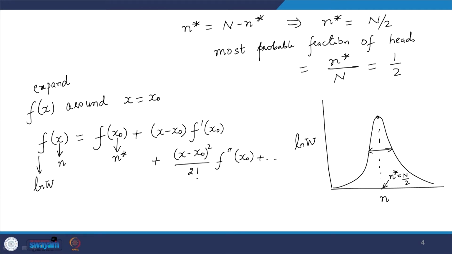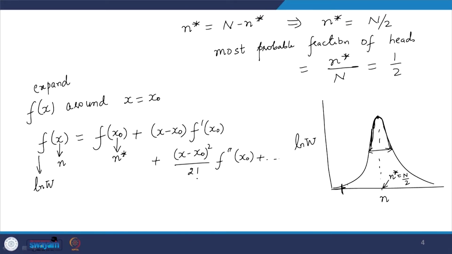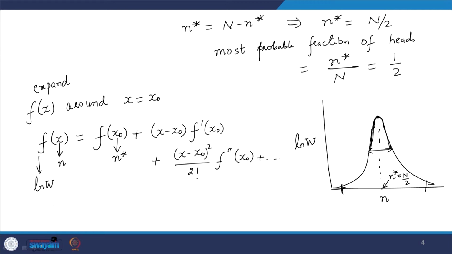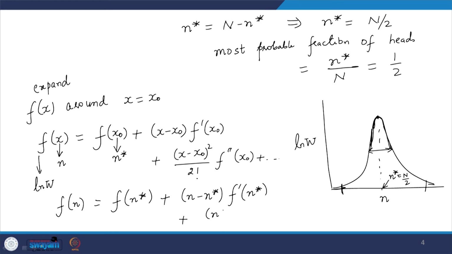around the most probable distribution, because only near to this is the part where probability is high. So, let us focus near that, because anyway for large value of n we have seen that the probability for smaller or very large value of n is going to be small. The distribution will be narrowed around the n star or the most probable fraction of heads or the most probable number of heads. So, if I do that, then I can write f of n, that is the ln w of n, is equal to f of n star plus n minus n star f prime of n star plus n minus n star square by 2 f double prime at n star and so on, right.